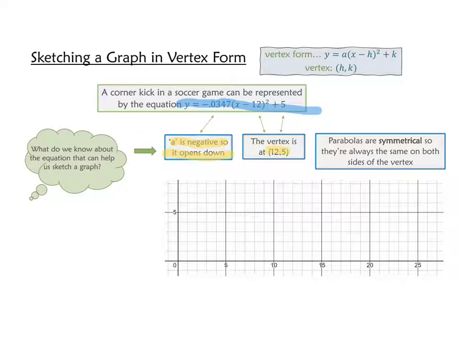Also, we know that parabolas are symmetrical. That means they're equal on both sides. We can run a line right through the middle, and one side would be a mirror version of the other. They're always the same on both sides of the vertex. So with that knowledge, we're going to go ahead and try and graph this. What do you think we should start at? Stop the video and think about it. How am I going to graph this, if my vertex is (12.5, 5) and it opens down and it's symmetrical?